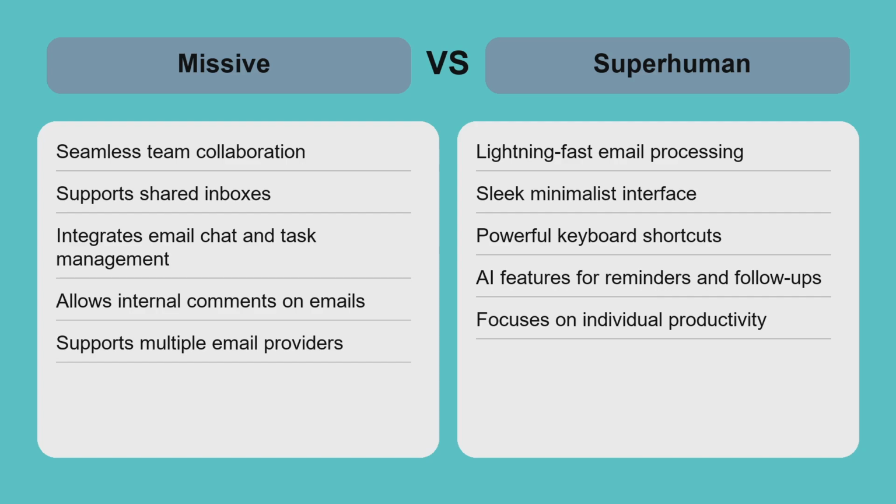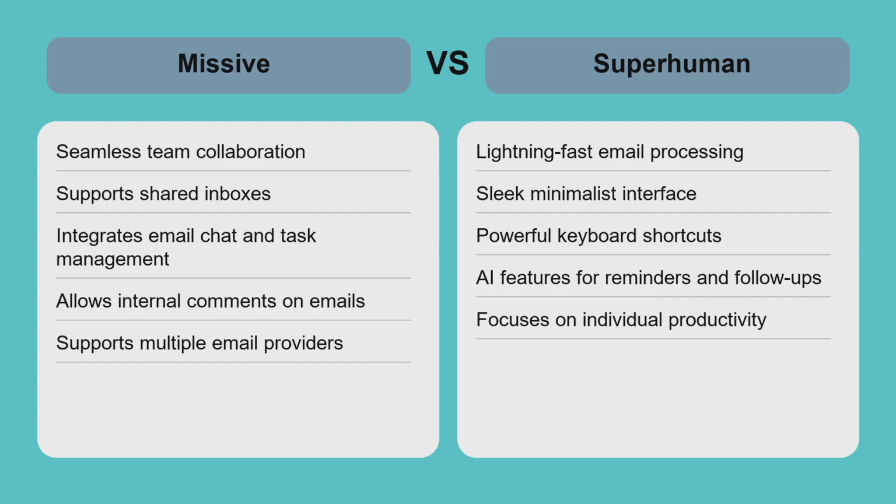Missive excels in team environments, offering shared inboxes, internal chat, and task assignments, making it perfect for collaborative projects or customer support teams. Its feature-rich platform supports multiple email providers but can be overwhelming for solo users. Superhuman shines as a personal productivity tool, emphasizing speed with advanced shortcuts and AI-powered features. It's best for individual professionals using Gmail who want to process emails faster and stay organized.